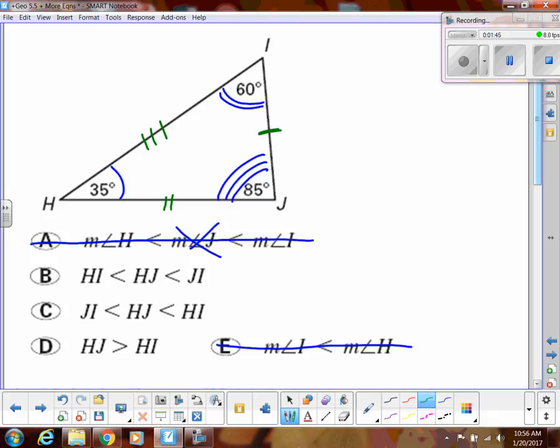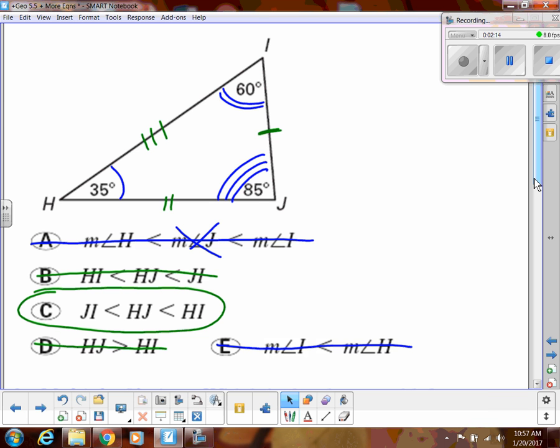In part B, it says HI is the smallest, so that's not correct. In part C, JI is the smallest. That's so far so good. And then HJ, that agrees with ours, and then HI is the largest. So C would be the correct answer. Here, this is saying HJ is bigger than HI, and that's not correct. HI is the largest.